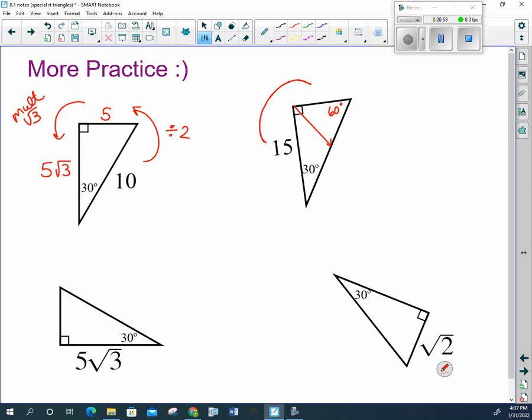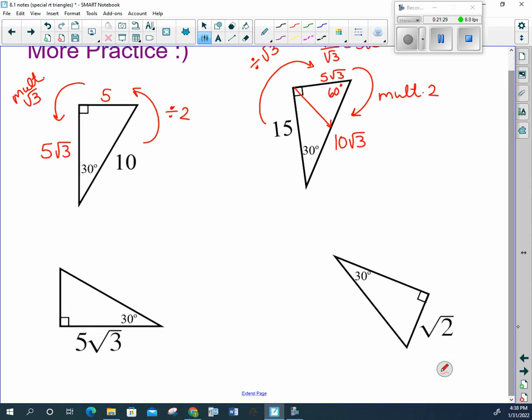So we need to get to the shortest side first, or the shortest leg. To do that, we need to divide by the square root of 3. So 15 divided by the square root of 3 turns out to be 5 root 3. So this side is 5 root 3. And then we're going to go to the hypotenuse now. So we're going to multiply by 2. We're going to double that. So that's going to be 10 square root of 3. Remember, when you multiply by 2, you only multiply the number on the outside, not underneath the radical.